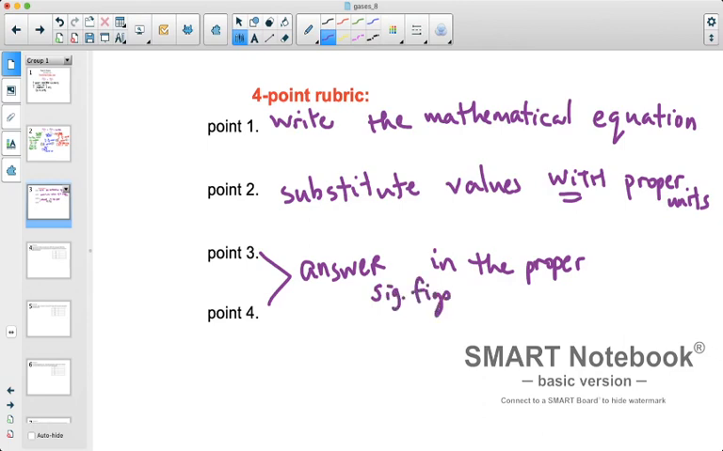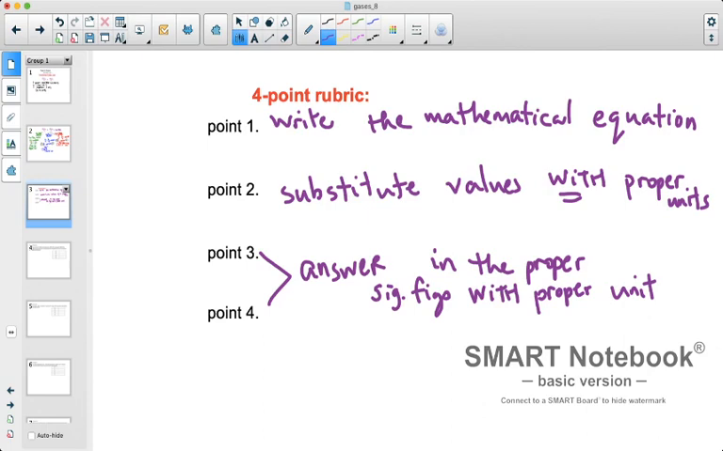And not only must it be in the proper number of significant figures, but you have to have the correct unit. So if you're solving for volume, then you have to have a unit that is appropriate for volume. And that's why I told you the units in the beginning.